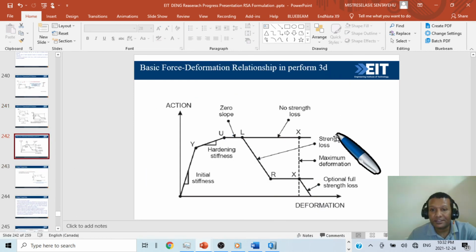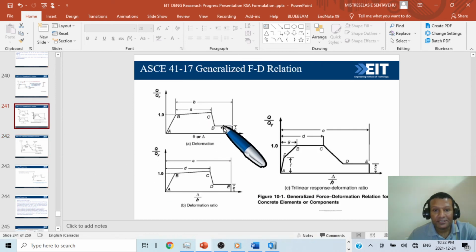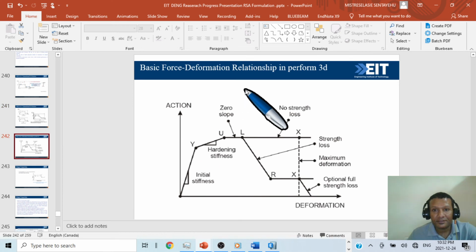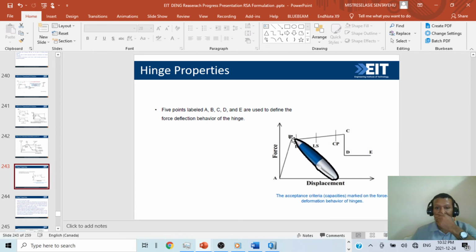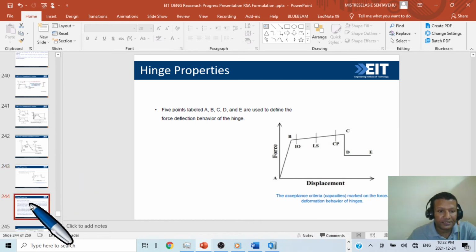So this is perform 3D, instead of A, B, C, D points, they have a Y-U-L-R-X system, so you can define everything you want, with no strength loss or strength loss. This is optional, full strength loss deformation, everything is here. And for the hinge property also, this is A, B, C, D, E. Then we have IO, LS, CP level, the acceptance criteria marked on the deformed shape. So this is what we give in our nonlinear system.